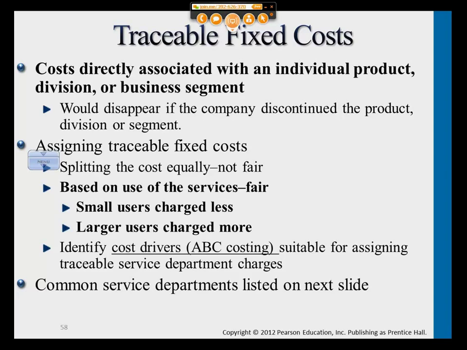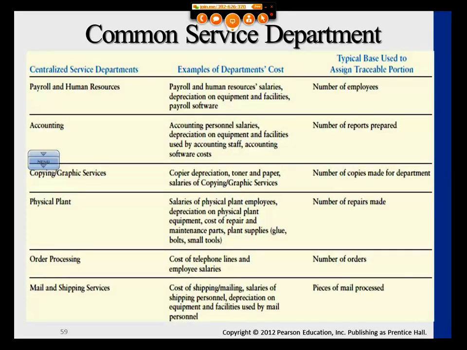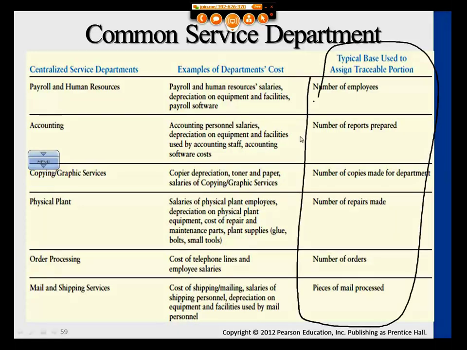So common service departments, let me show you some of them. We have payroll and human resources, accounting, copying, we just talked about them, right? Physical plant, order processing, mail, and shipping services. So talking about that cost driver, that's my number of employees. Let's look right in here. This is where you would be looking to try to understand how we are going to allocate those numbers correctly.